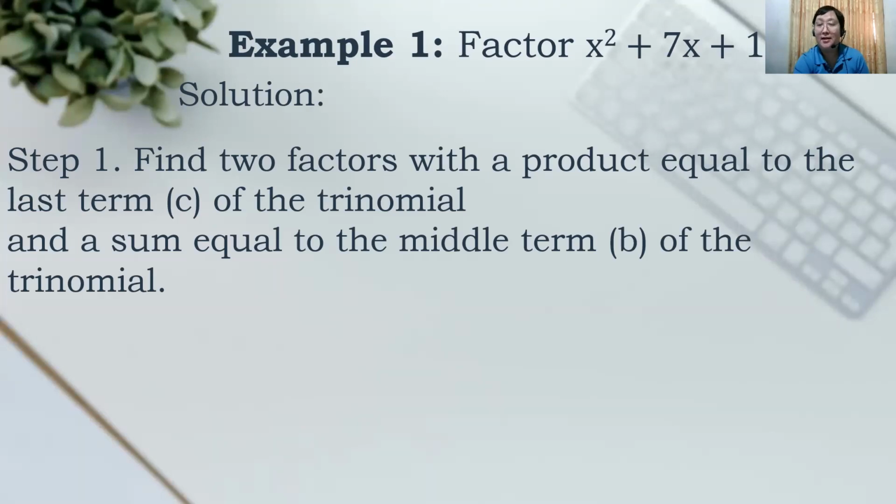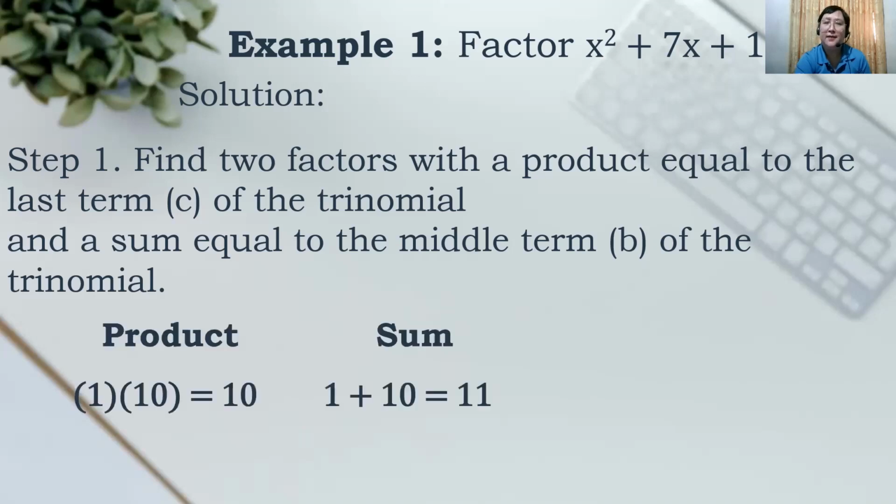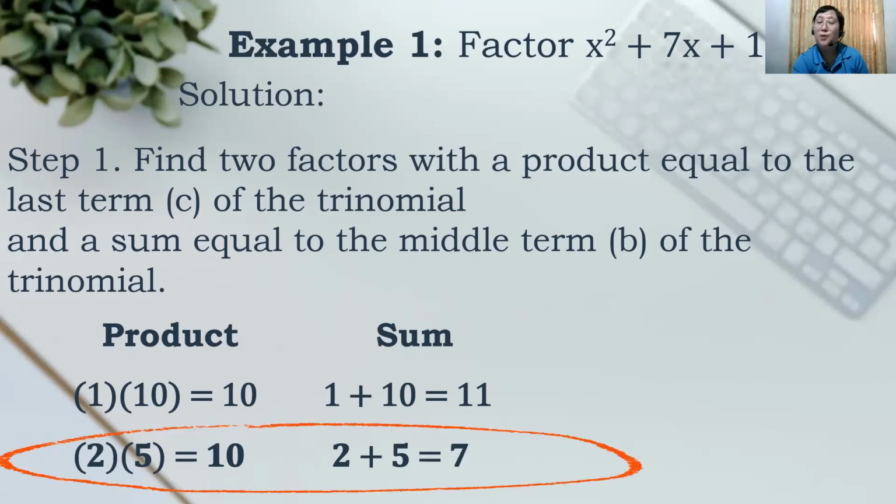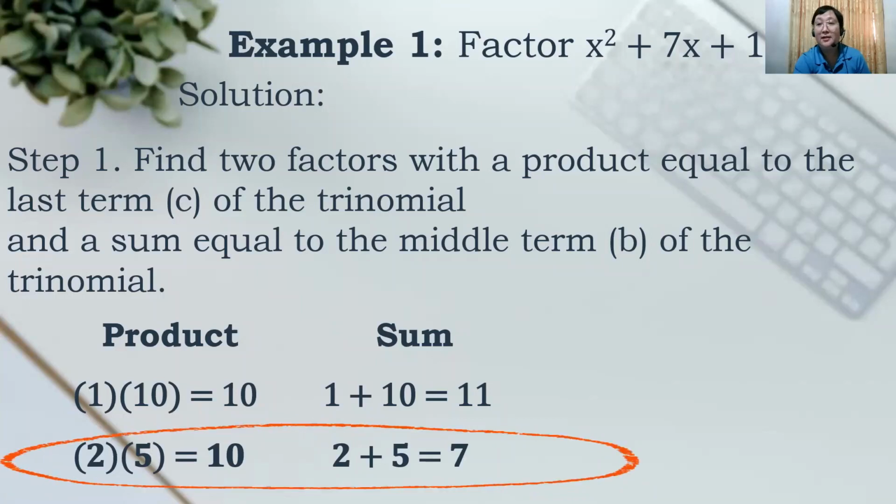So our last term is 10 and our middle term is 7x. So let's get the factors. We have 1 times 10 is equal to 10, and when we add, 1 plus 10, we have 11. The other factors, we have 2 and 5. If you multiply that, you'll get 10, and if you add that, you'll get 7. So 2 and 5 is the combination that we are looking for, because if you multiply that, you'll get the last term, and if you add that, you'll get the middle term.